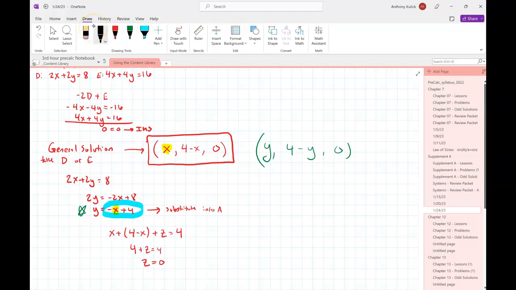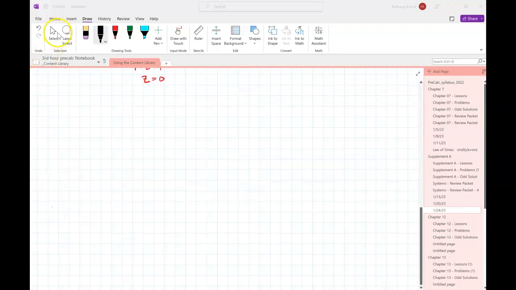Let's do one more example of this, because again, this feels kind of weird. For most students, this is one of those things that's a little bit tricky.